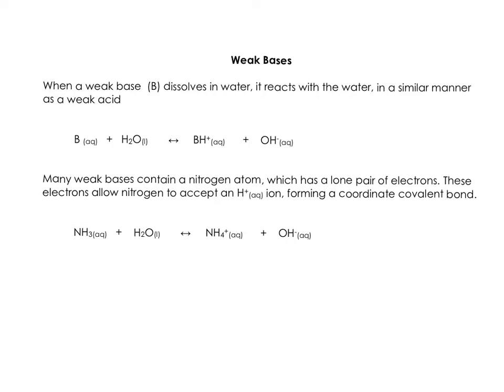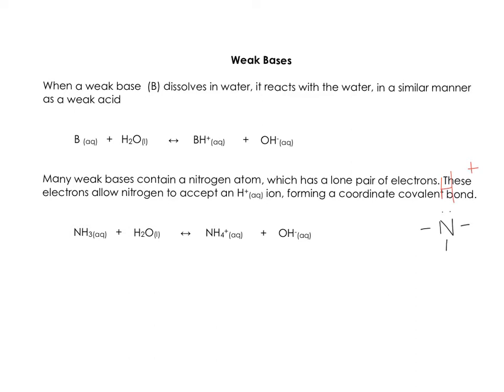So this lone pair of electrons allows nitrogen to accept an H plus ion from an acid, which it does, forming a coordinate covalent bond. So here comes our H. It has no electrons, so it has a plus charge. And that's how you form an ammonium ion.